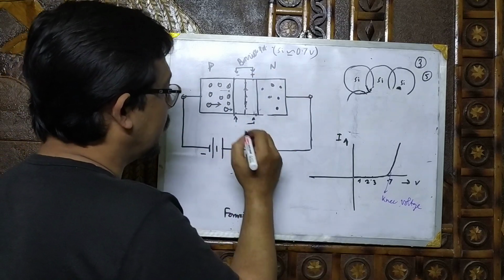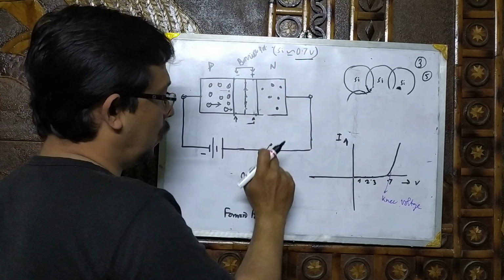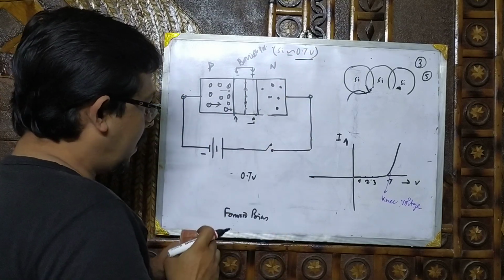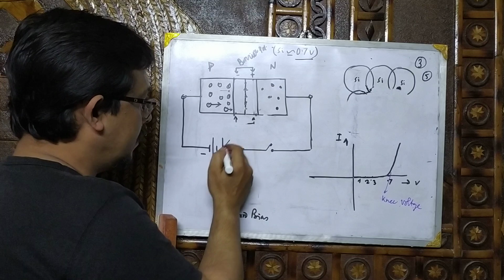Now with this connection, what will happen? Suppose initially it is 0.7 volt when the switch is open, and our battery is also a variable battery voltage.